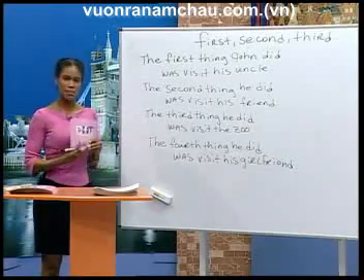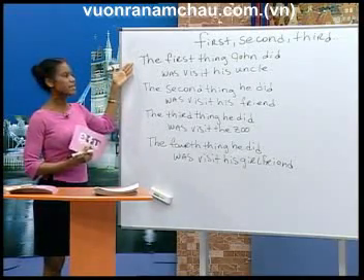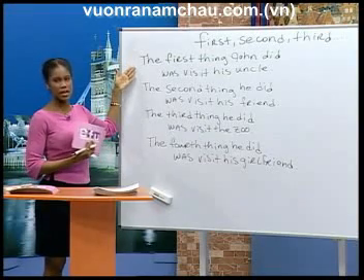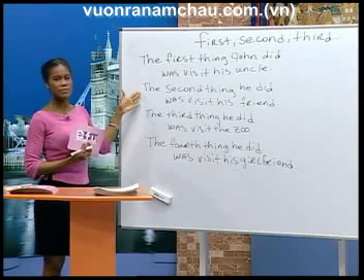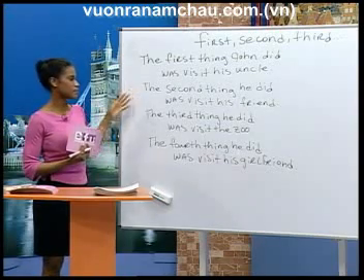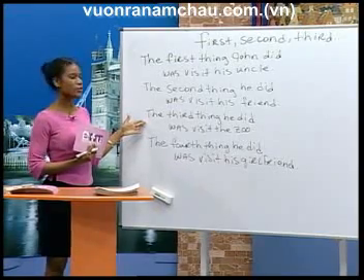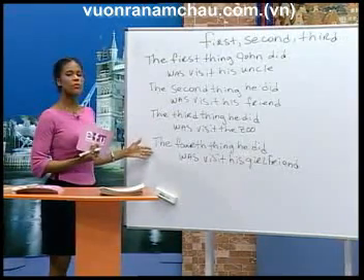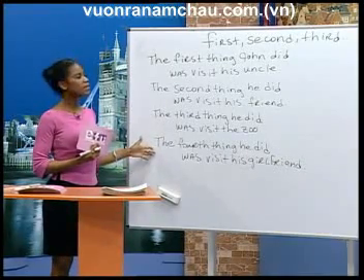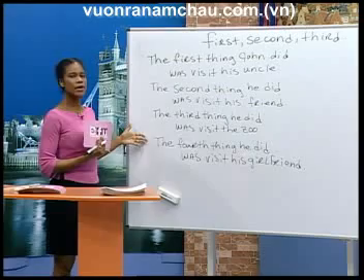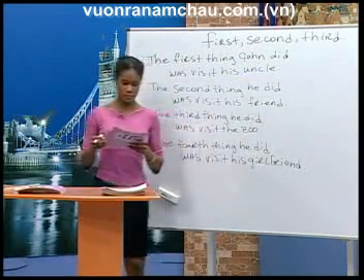Let's review our examples of John's day. Now, the first thing John did was visit his uncle. The second thing he did was visit his friend. The third thing he did was visit the zoo. And the fourth thing he did was visit his girlfriend. Same sentences as before, using our ordinal numbers.